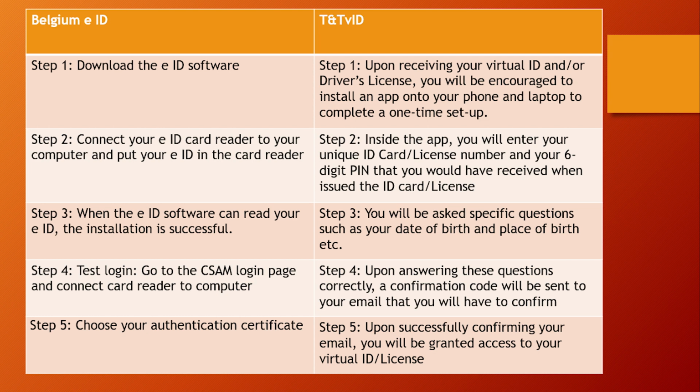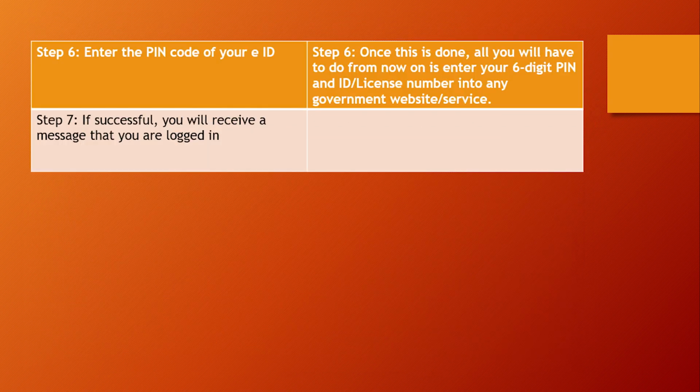When the EID software can read your EID, the installation is successful. Then you have to do a test login, which is where you have to go to the CSAM login page and connect your card reader to the computer. Choose your authentication certificate, enter the PIN code of your EID, and if successful, you will receive a message that you are logged in.